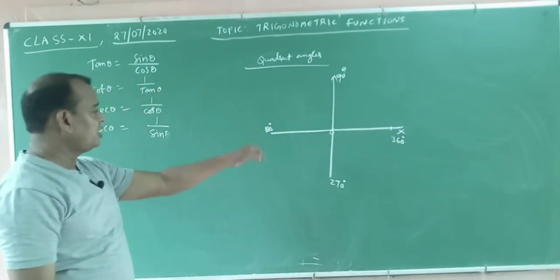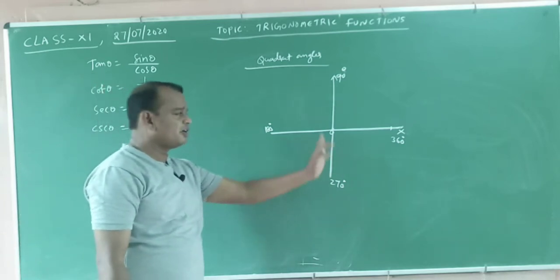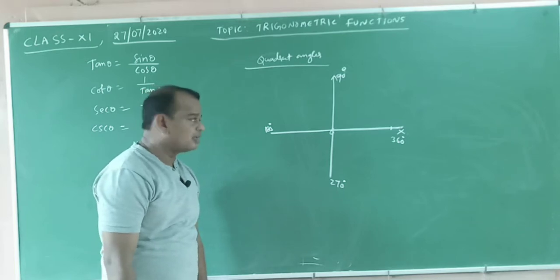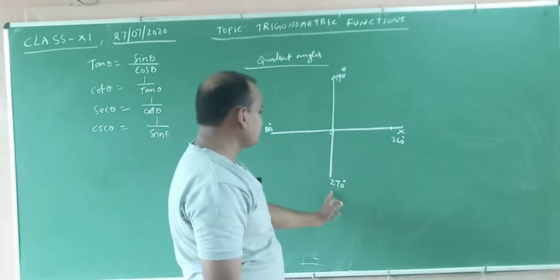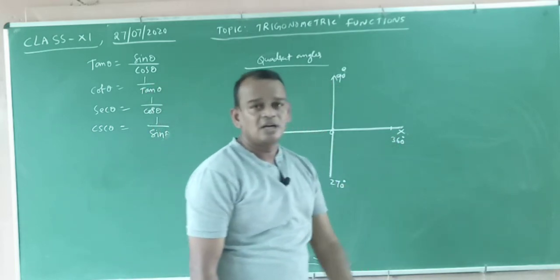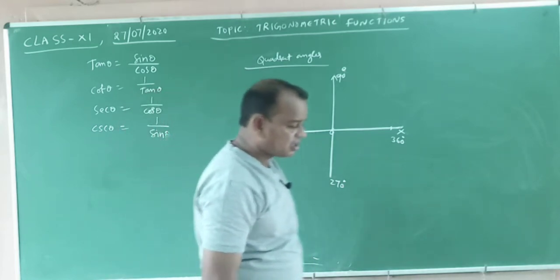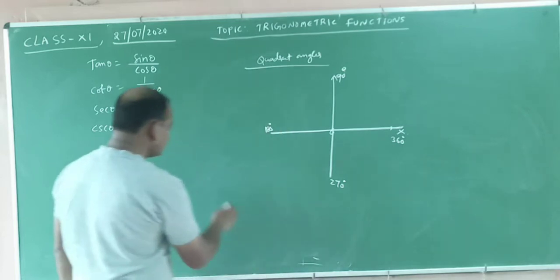Now 90, 180, 270, 360 are called the quadrant angles. 90 degrees, 180 degrees, 270 degrees, 360 degrees are called the quadrant angles. Understood or not? Now, suppose you take the circular path, whatever it may be, observe that.